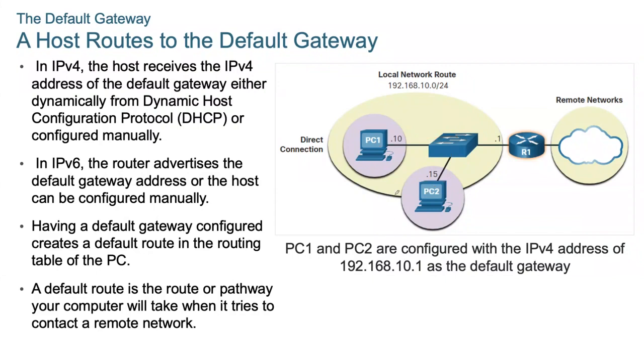without reaching the router. So this IPv4 host receives the IPv4 address of your default gateway either dynamically by using the DHCP protocol, and having a default gateway configured, it creates a default route in the routing table. So PC1 and PC2 are configured with IP addresses, and the default gateway is configured with the 1 as the host byte, because it is also one device in the local network.